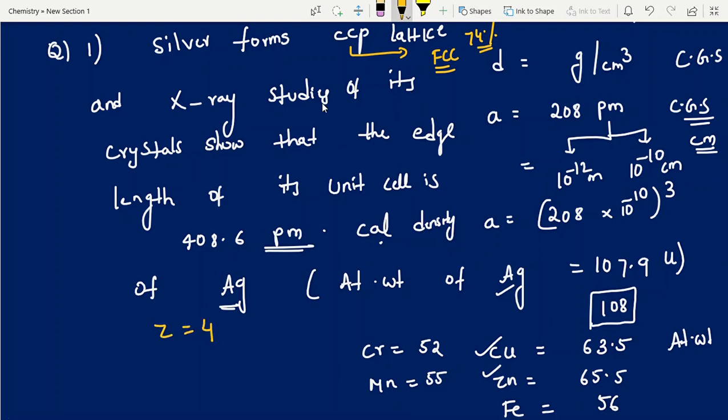X-ray studies of its crystal show the edge length of unit cell, that means a, how much did they give? 408.6. You can take it as 408 picometers. Picometers we have to convert into meters or centimeters, depending. Here the density answer is given in gram per centimeter cube, so we have to take CGS units, that is centimeters, 10 to the power of minus 8. That's it. You can convert like this.